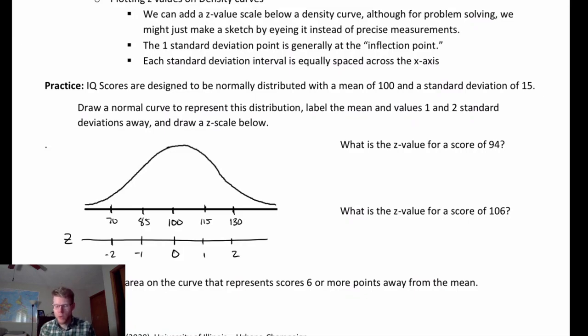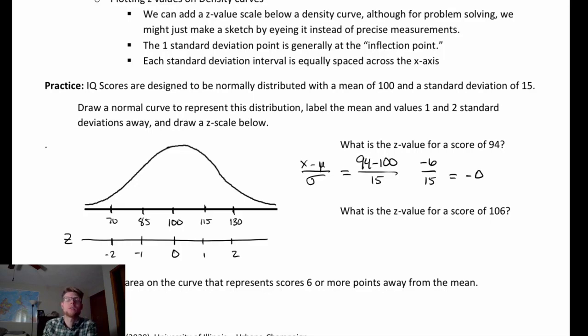First, though, let's answer a couple more questions here. What is the z-value for a score of 94? So again, you might want to pause the video and try these on your own too at this point, but I'll go ahead and solve them here. 94 minus 100 divided by 15. So again, it's going to be x minus mu over sigma. And that's going to be negative 6 over 15, which is going to be negative 0.4. So this is going to be 0.4 standard deviations below the mean.